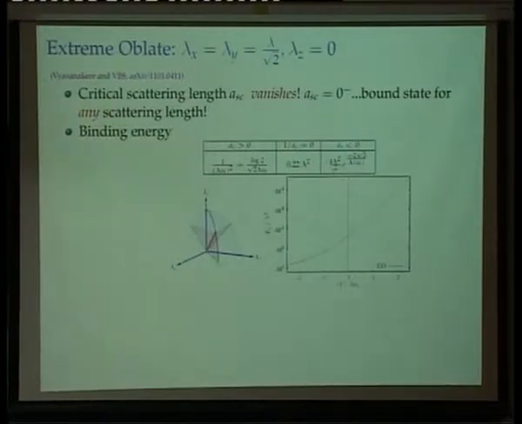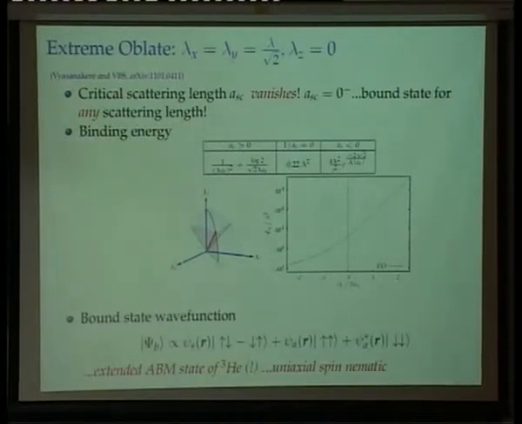The critical scattering length to form the bound state in three dimensions vanishes. What that means is any attractive interaction will now form a bound state for you in the presence of this kind of spin-orbit coupling. And what you see is that for small negative scattering length, it has a BCS-like form. And for small positive scattering length, of course, it's the same as what was there for the small positive scattering length with some small corrections.